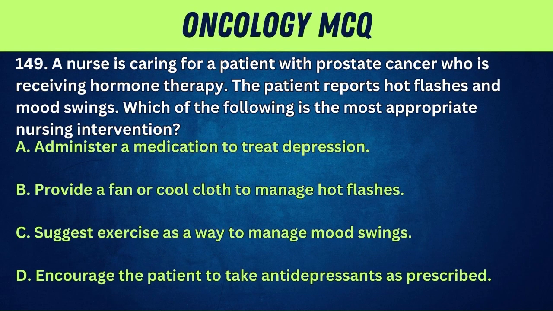149. A nurse is caring for a patient with prostate cancer who is receiving hormone therapy. The patient reports hot flashes and mood swings. Which of the following is the most appropriate nursing intervention? A. Administer a medication to treat depression. B. Provide a fan or cool cloth to manage hot flashes. C. Suggest exercise as a way to manage mood swings. D. Encourage the patient to take antidepressants as prescribed.